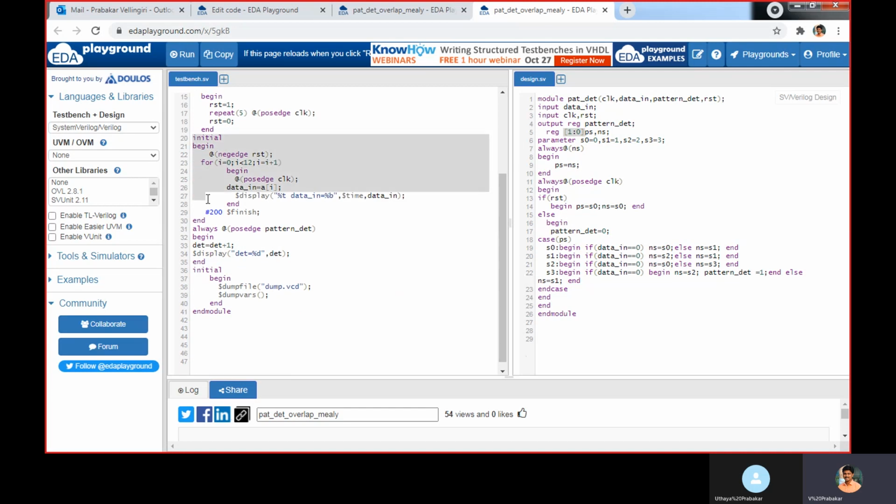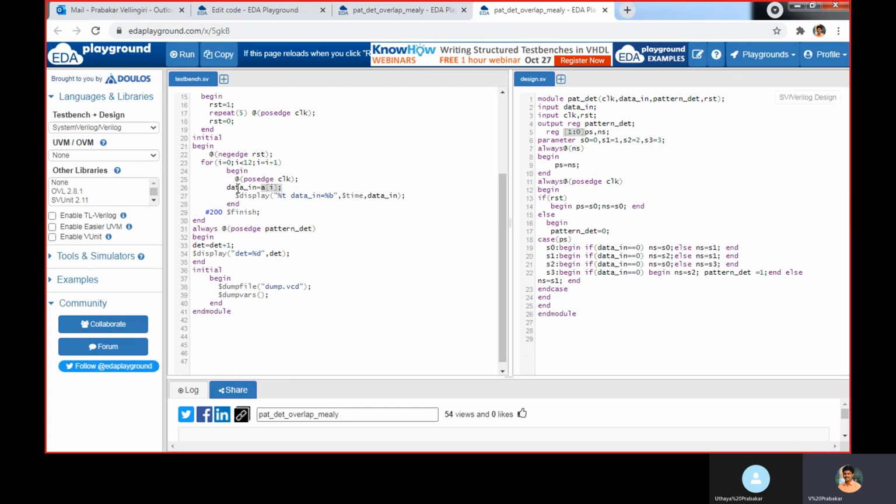Here, in this initial block, we are waiting for reset. So we need to send the data in after reset is released. That means after we make reset as 0, then we need to perform. So at the negative edge of reset, that means when reset becomes 0, here at each passage of clock, we are taking A of i in this for loop.